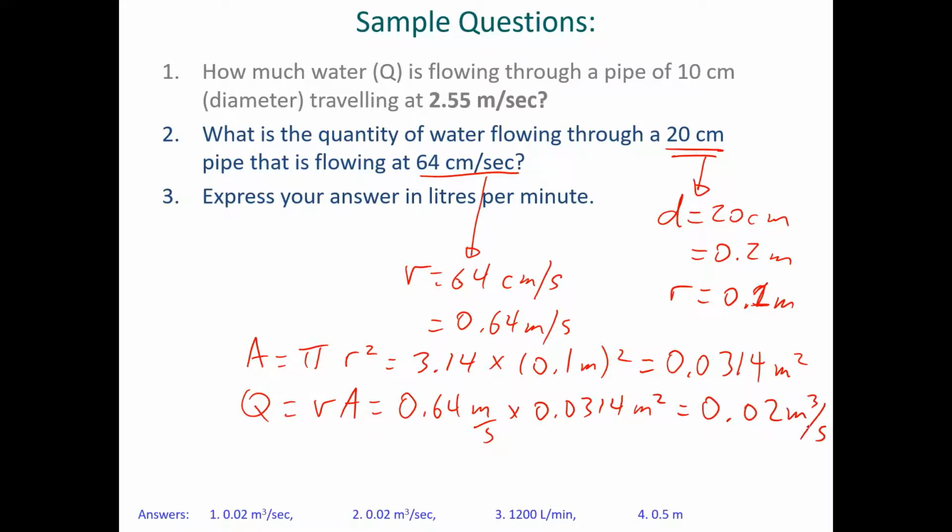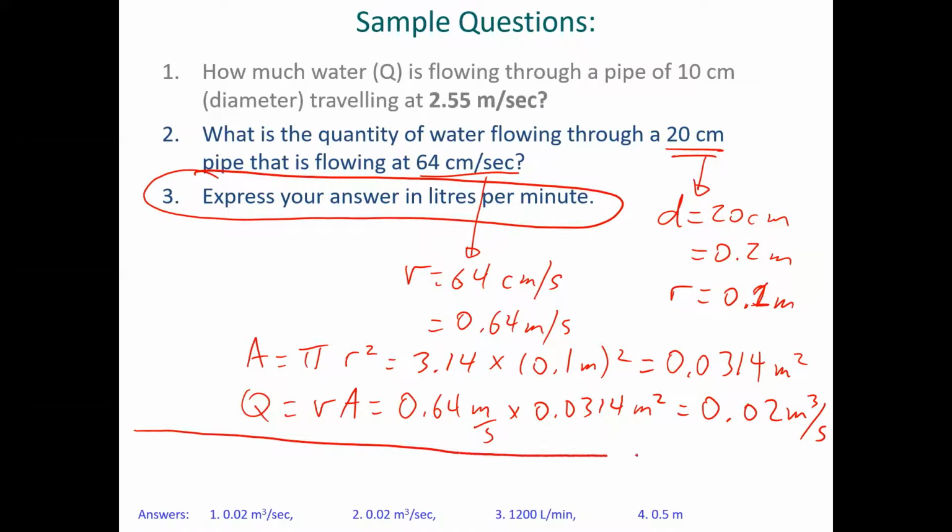So notice in the previous question, I have a smaller pipe and the water is moving faster. In this case, I have a larger pipe, the water is moving slower. That makes sense, right? You have a larger pipe, it can deliver a lot more water even if the water is moving slower. Notice this last part, it says here, express your answer in liters per minute. I don't have a lot of space for that, but I'm going to try to squeeze it in at the bottom.